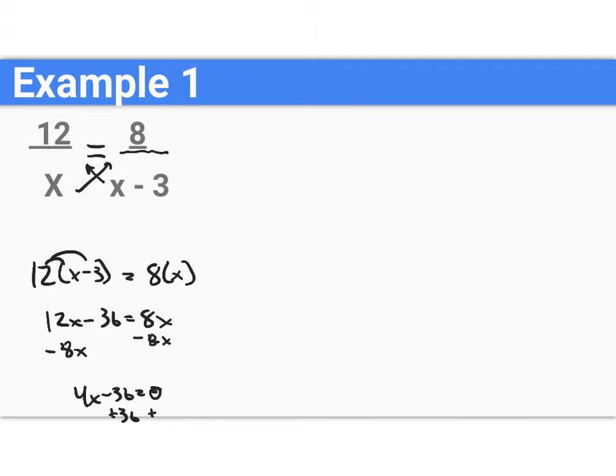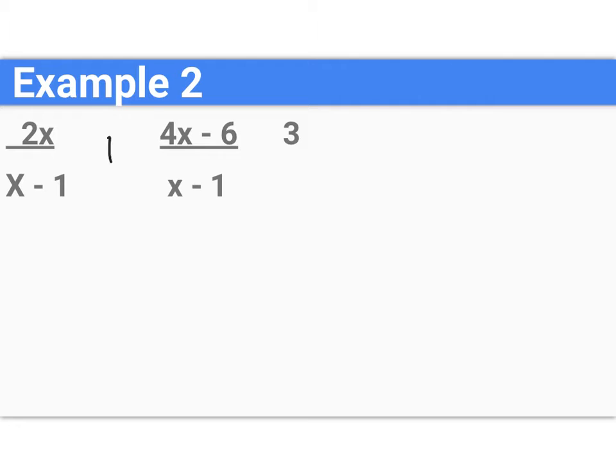Add 36 to both sides. You get 4x equals 36. Divide by 4 on both sides. And then x equals 9. So that is the solution, x equals 9. That's a linear equation. x equals 9 makes a line.